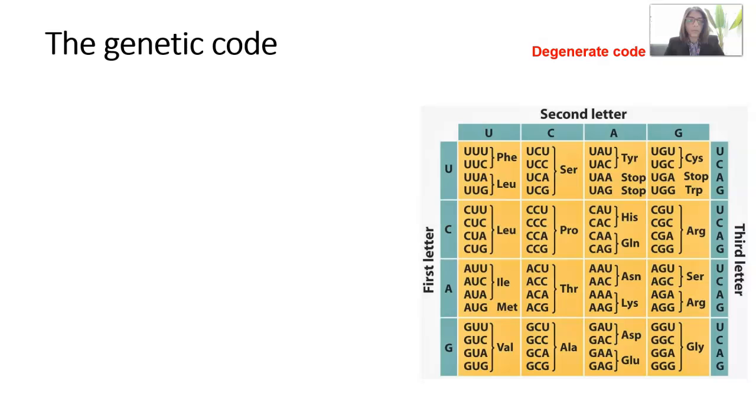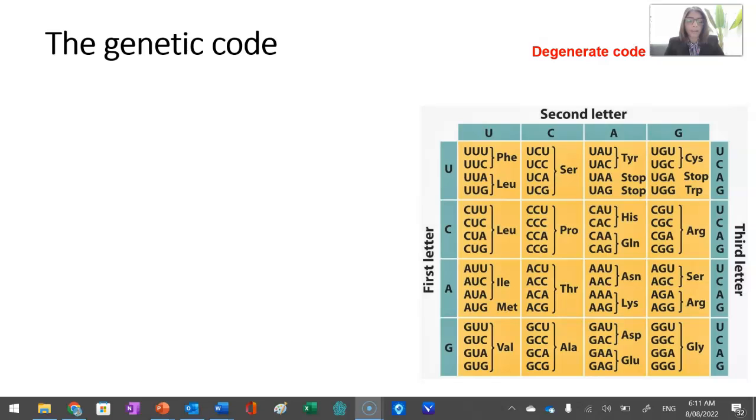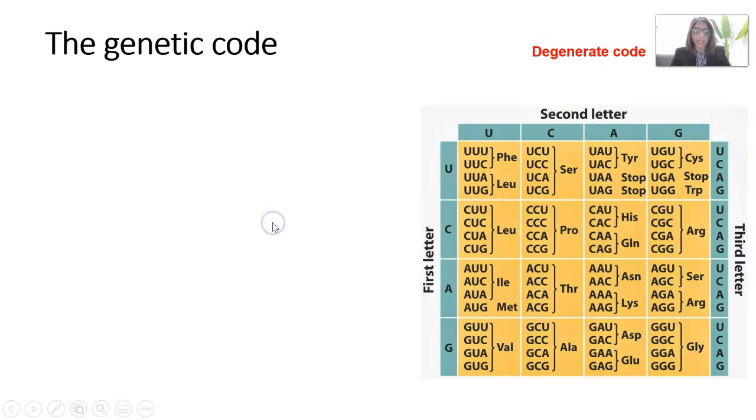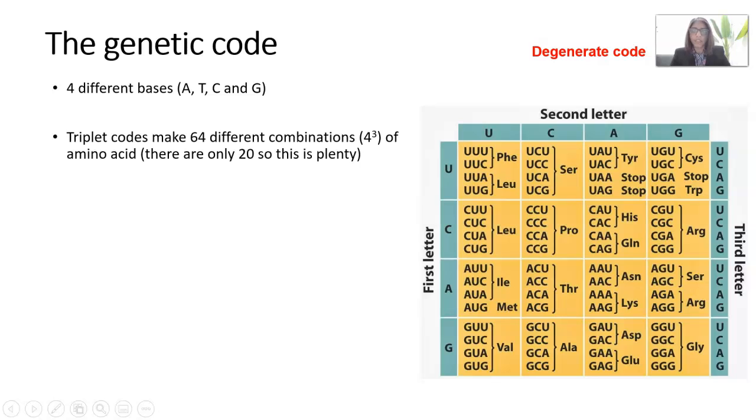Now, here we are looking at the amino acid table, also known as the degenerate code. Now, the genetic code uses the principle that there are 4 different bases, which are adenine, thymine, cytosine, and guanine if we're looking at DNA. So this makes up triplets. So we know that DNA comes in triplet codes, which make up 64 different combinations.